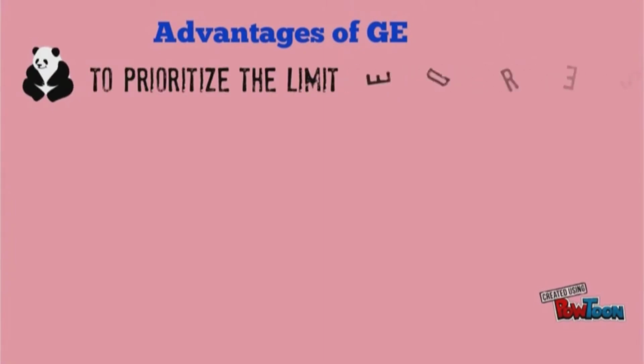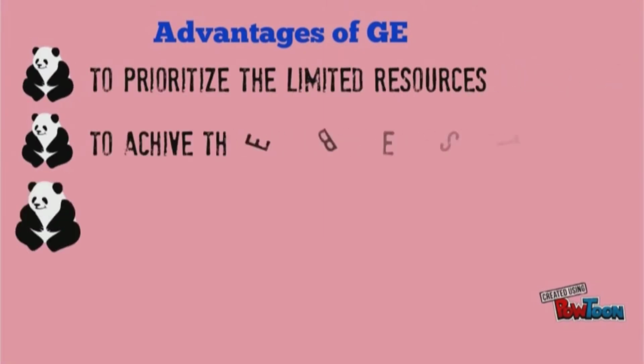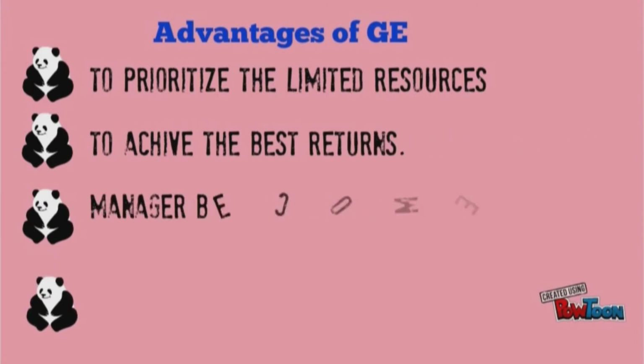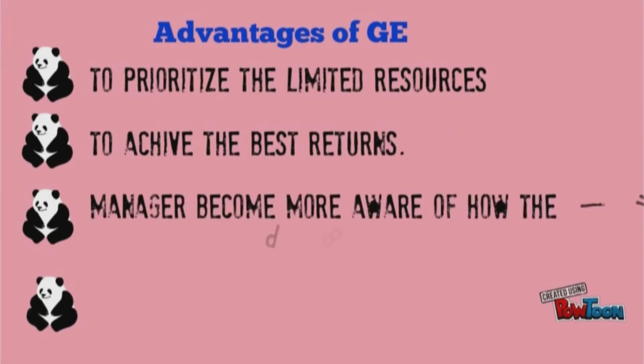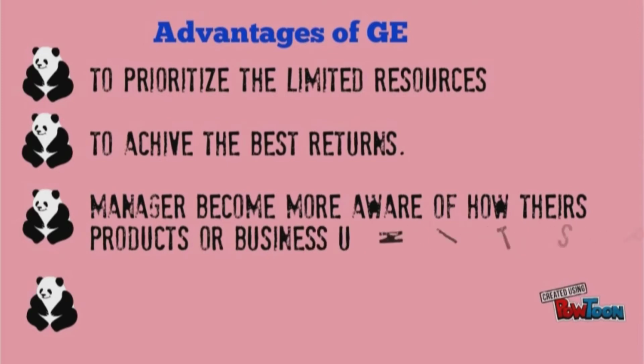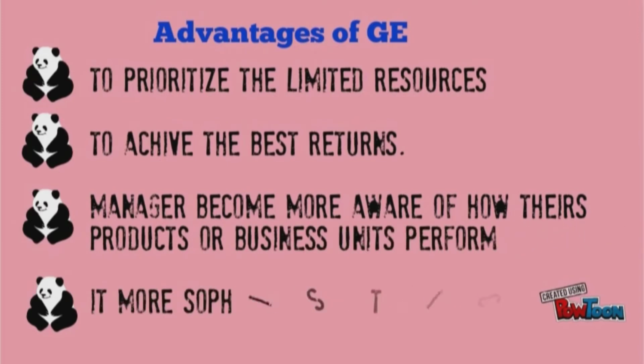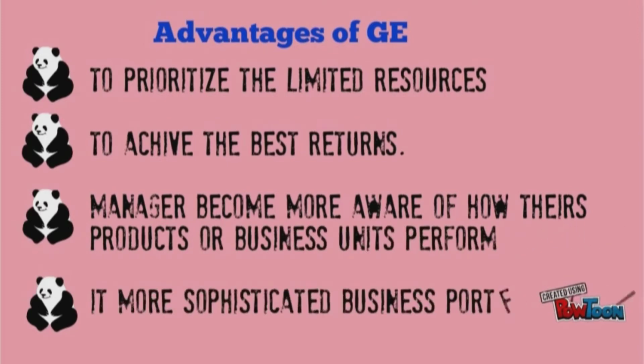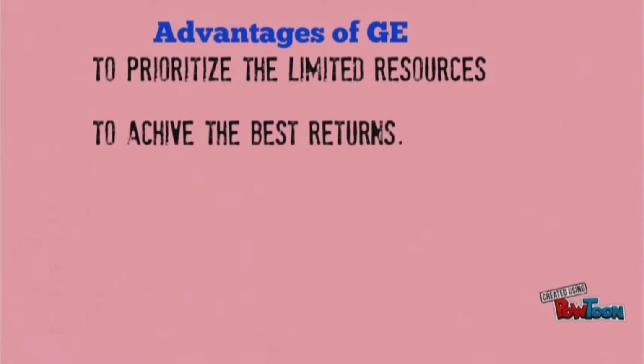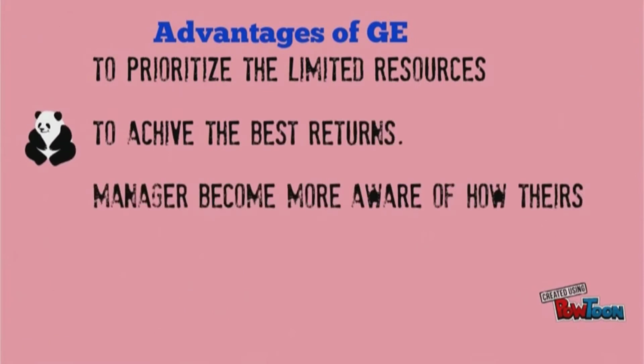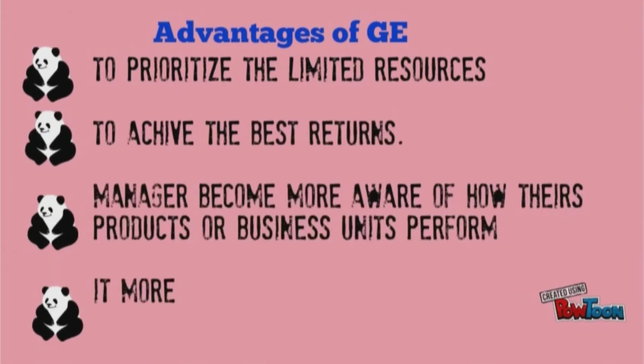The GE Matrix is very useful in order to prioritize limited resources to achieve the best returns. Managers also become more aware of how their products or business units perform. Besides that, it is a more sophisticated business portfolio framework than the BCG matrix and identifies the strategic steps the company needs to make to improve the performance of its business portfolio.